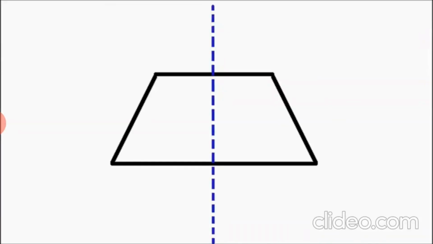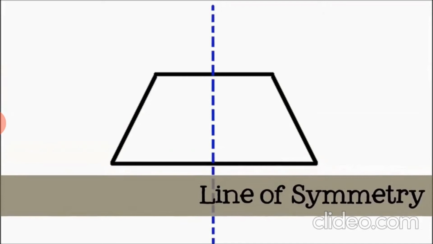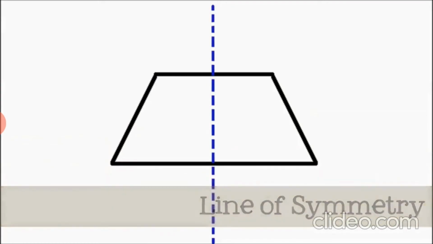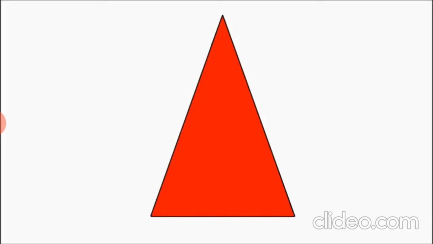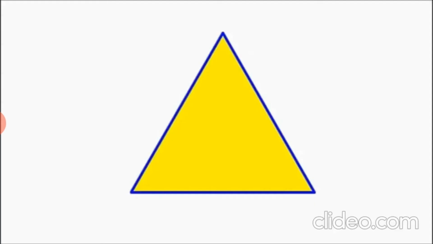See here, this trapezium has a line of symmetry. If we draw this line of symmetry and if we fold the figure, it matches up, right? Some figures have only one line of symmetry. Look at this rectangle. It has two lines of symmetry. What about this isosceles triangle? It has only one vertical line of symmetry. If we draw more than one line of symmetry, it doesn't match up.